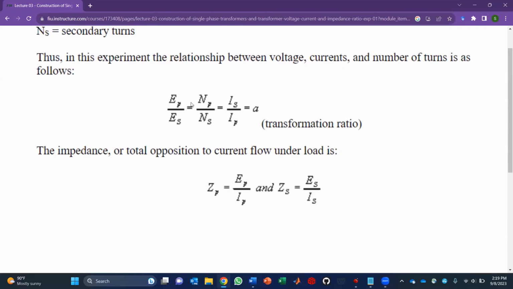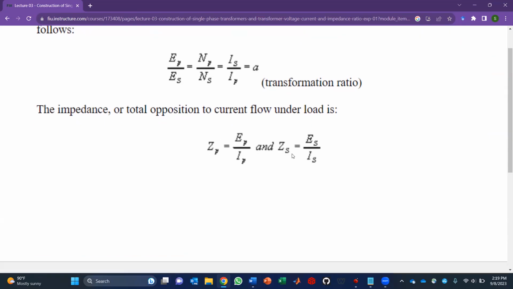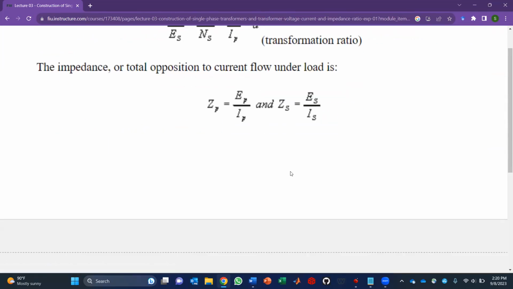So in the report, I'd like you to make a table, and the measured values you will write down, and you will calculate the transformation ratio, and you will calculate the impedance value. So there will be an impedance value on the primary side and the secondary side. I'd like you to calculate them as well. And I'd like you to calculate the transformation ratio with regard to impedance also, like the primary side's impedance and secondary side's impedance.